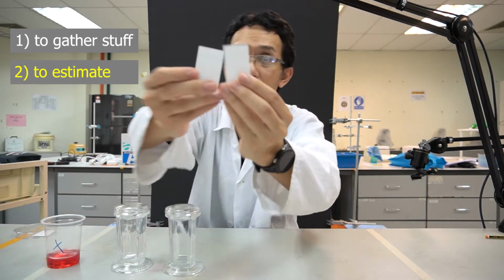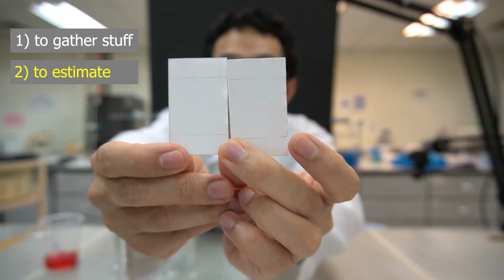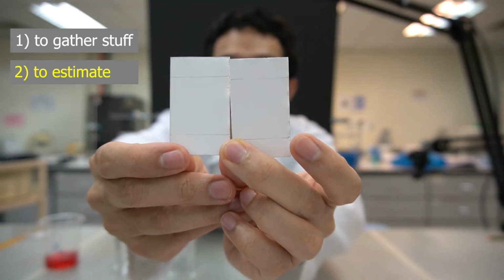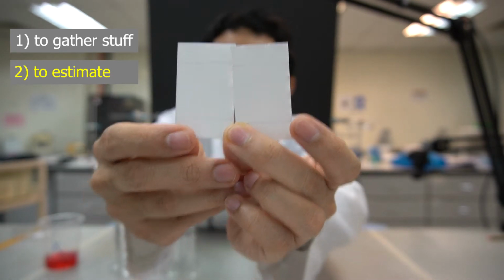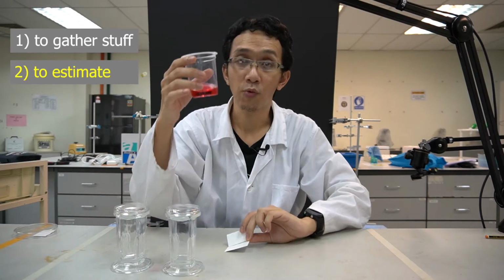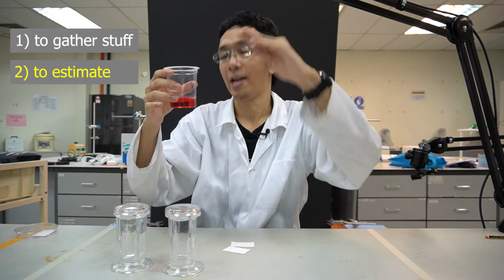I will show you the paper first. Can you see this? Let me focus first. Okay, so you can see the line. That line is 1 centimeter from the edge. I want to pour this liquid in such a way that the level will not be beyond that line.